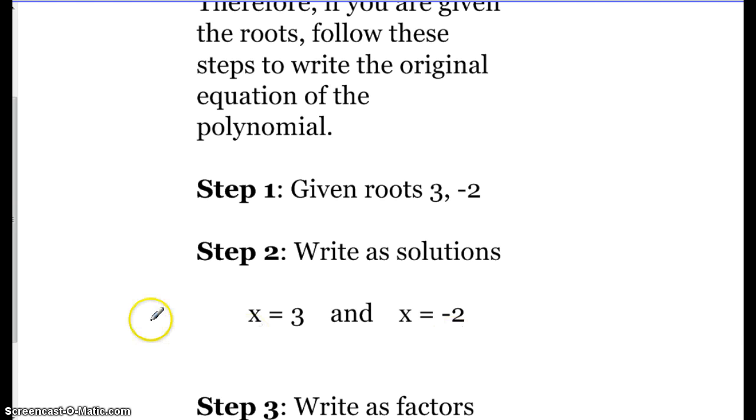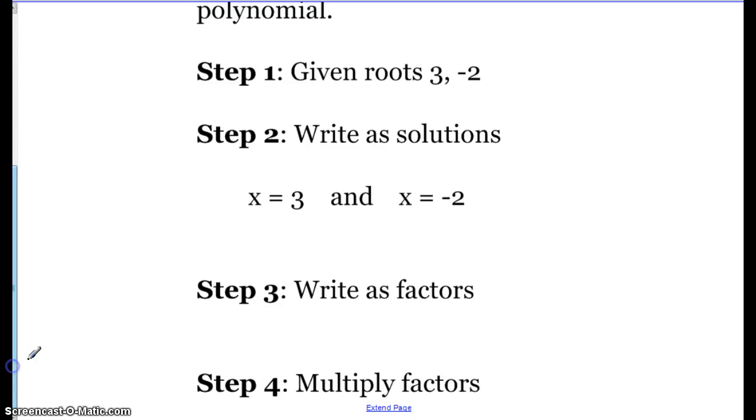Now we're going to write them as factors. So we have to write them where now this is set equal to 0. So we'd have to subtract 3 from both sides to make this equal to 0. So we'd have x minus 3 equals 0. That would be one factor. And here, for this factor, we actually would have to add 2 to both sides to make this 0.